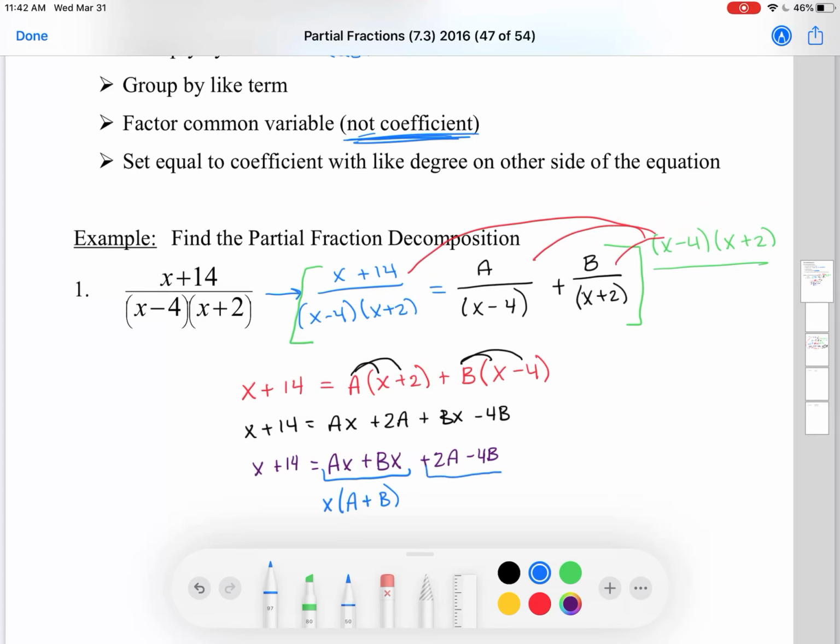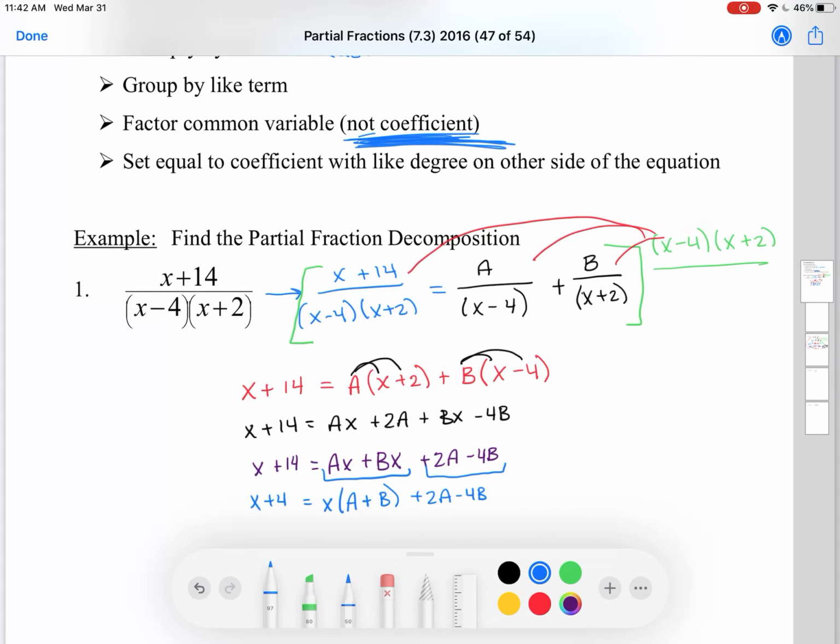Now on this second group, you'll notice that it's a 2a and a minus 4b, and what you're used to is you're going to say, well, they both have a 2 in common. But remember the rule, we cannot factor out any coefficients. Those have to stay as is. So I'm going to leave them be. The only thing I was allowed to factor out was any sort of x. It still equals x plus 14.